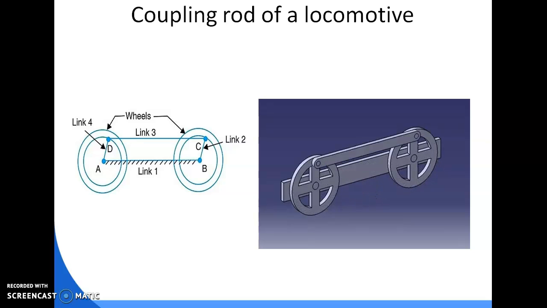In this mechanism, the links AD and BC, having equal lengths, act as cranks and are connected to the respective wheels. The link CD acts as a coupling rod and the link AB is fixed in order to maintain a constant center to center distance between them. This mechanism is meant for transmitting rotary motion from one wheel to the other wheel.